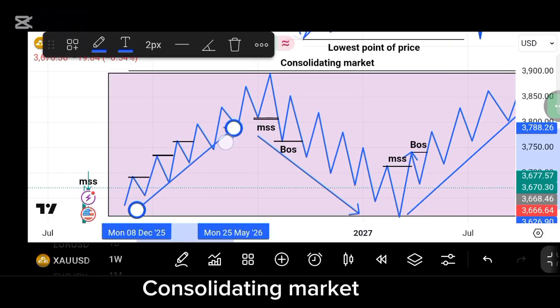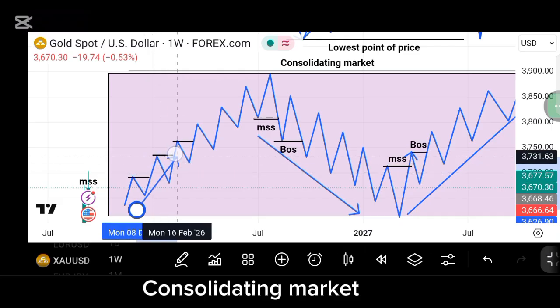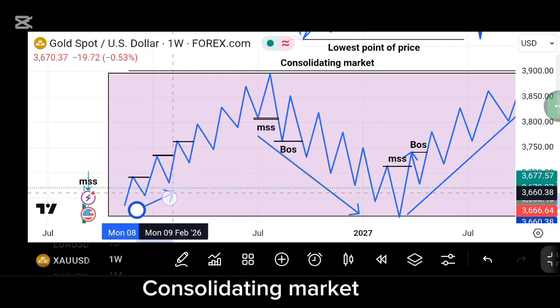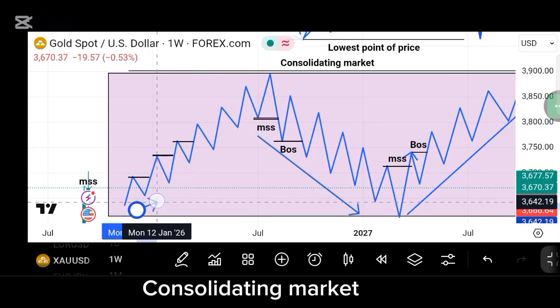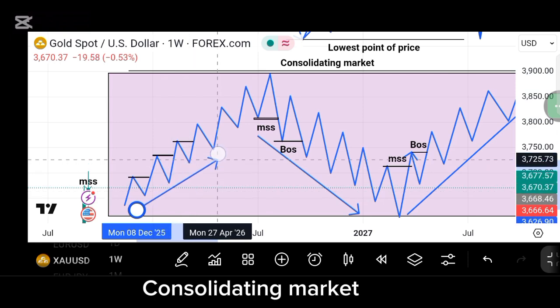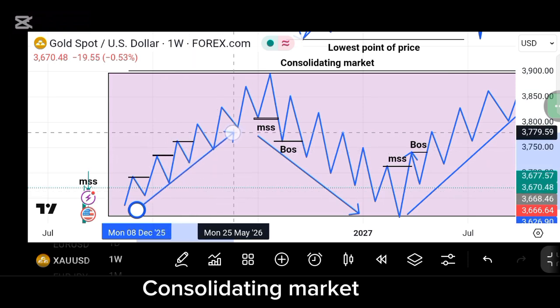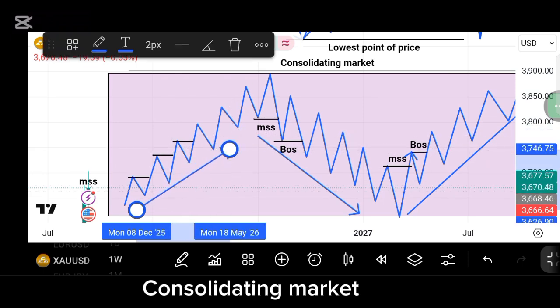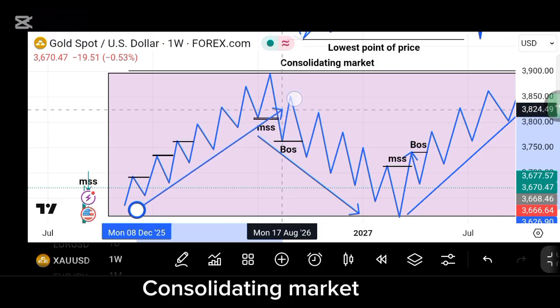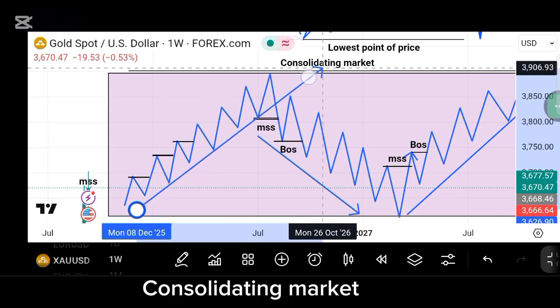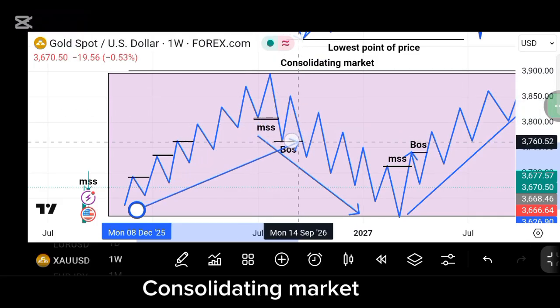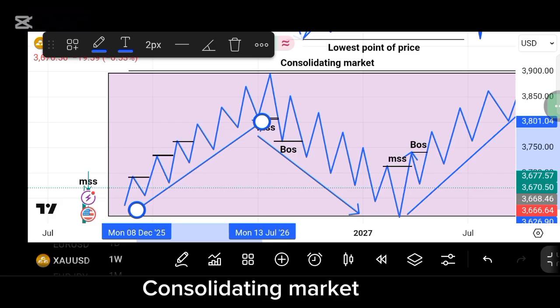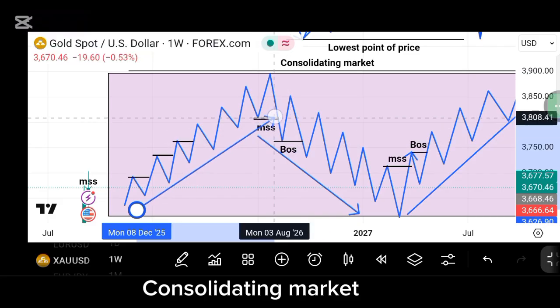So you look at here now, we've been creating breaker structures upwards, upwards, upwards. So you see now we've been creating higher lows, higher lows, higher lows. Like this is the lowest point of price, so it was higher. And instead of price creating a higher low here to continue bullish, price created a lower low. This one is lower than this one. So this is now a market structure shift.